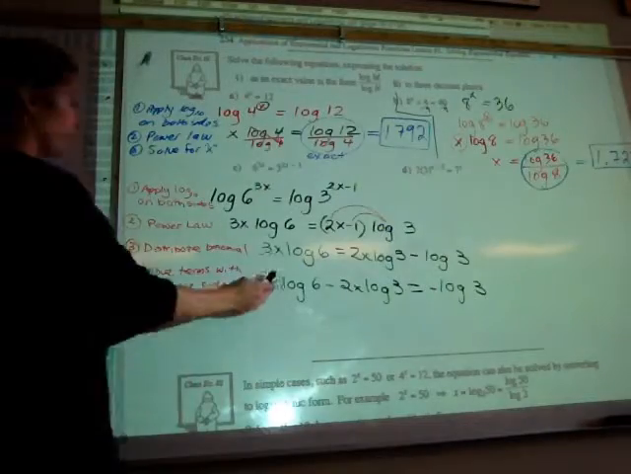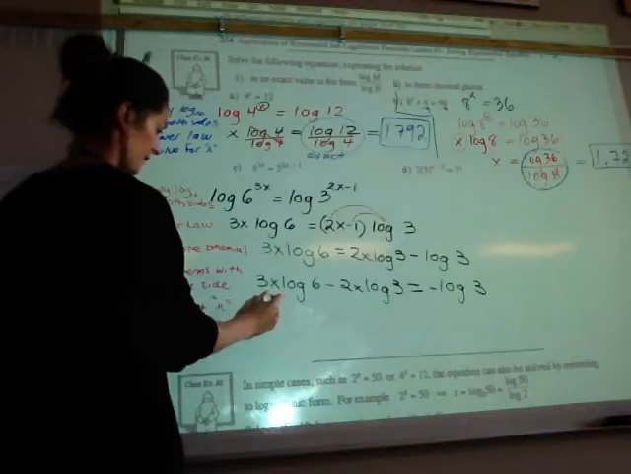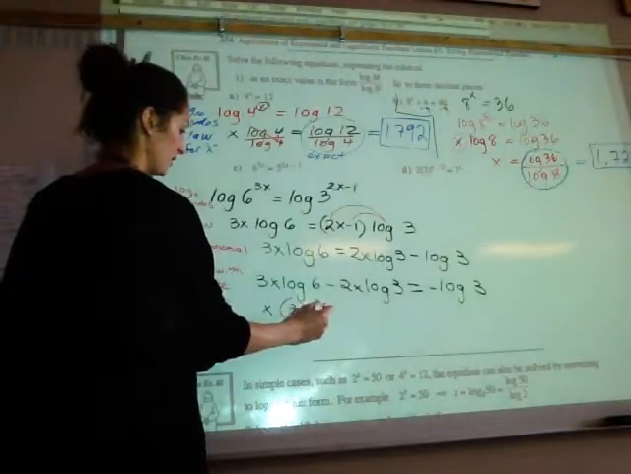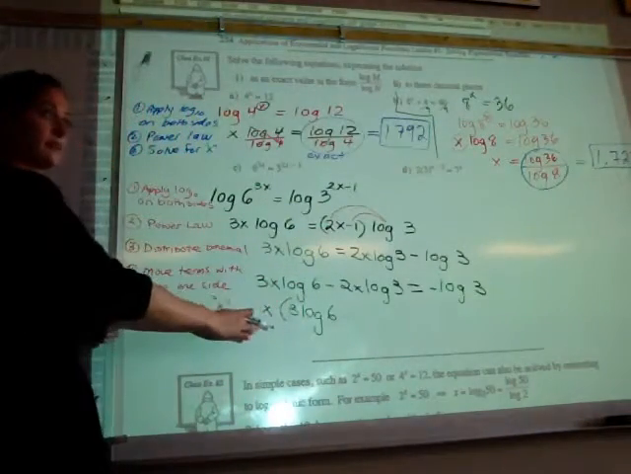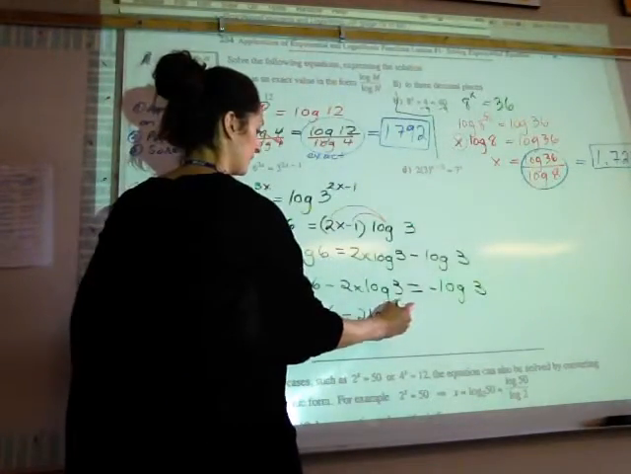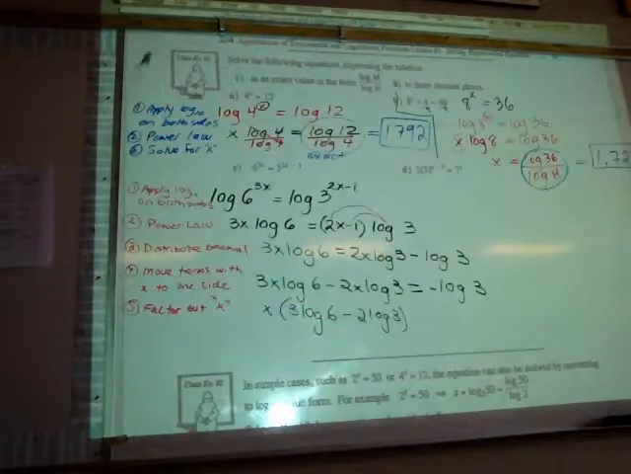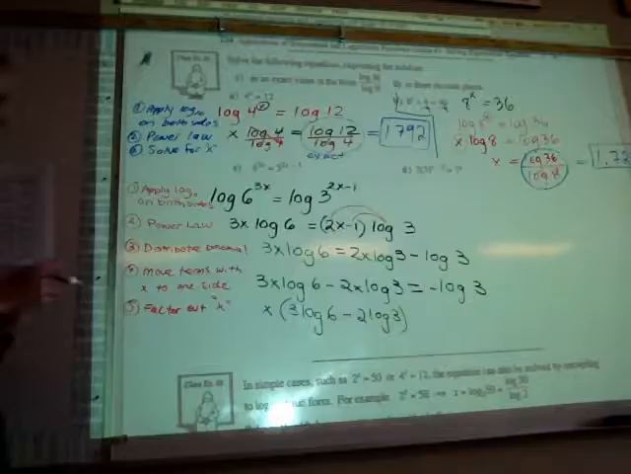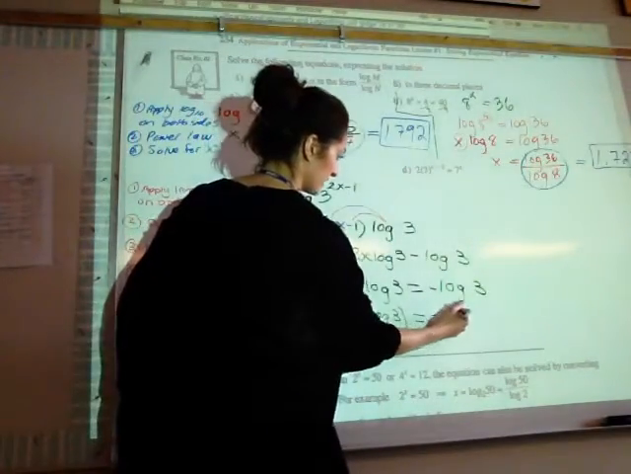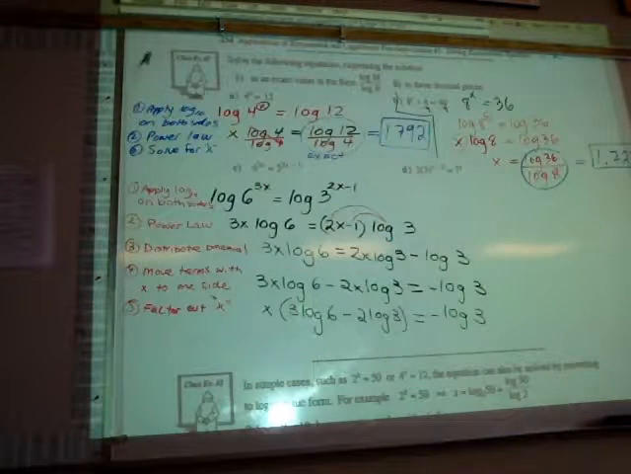Now I have two terms that have x in it, so I can just factor x out. I'm left with 3 log 6 from my first term when I factor x out, and negative 2 log 3 from the second term when I factor x out. Remember, factoring is like dividing. And that's equal to the right-hand side, which is negative log 3. It's a long one. We're not done yet.